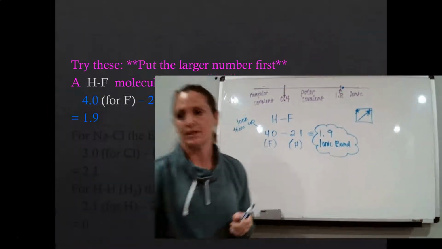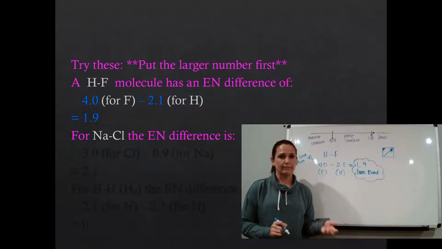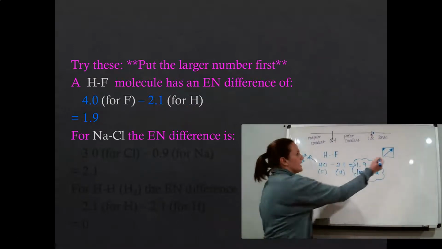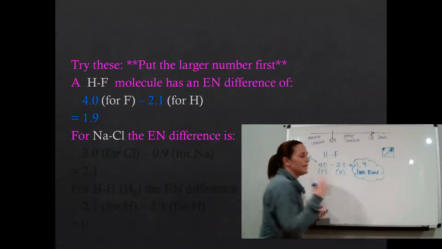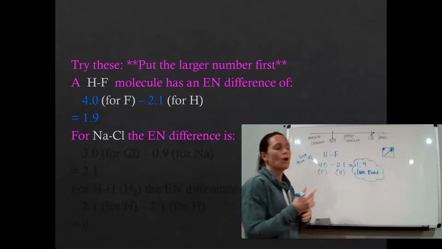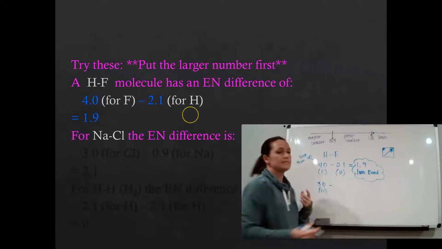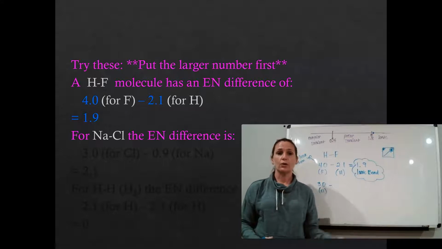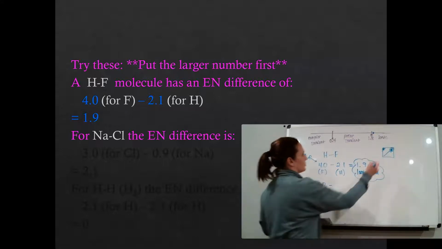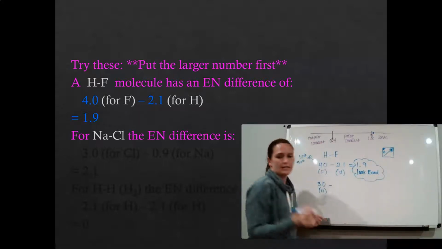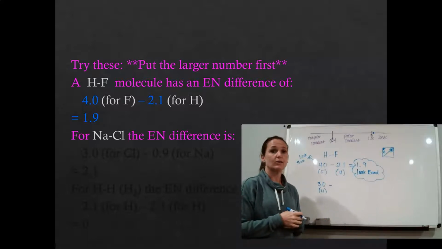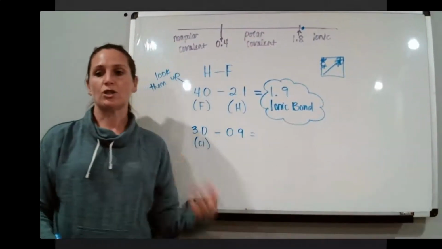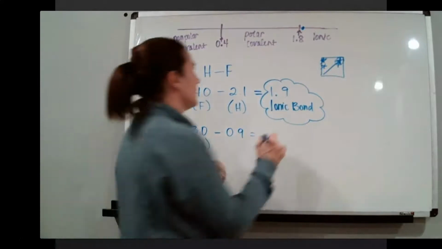So let's do the same thing, this time for sodium and chlorine. Chlorine is over here, so we're going to put its electronegativity value first, which is 3.0, minus the electronegativity value for sodium. Sodium is much further over here, and sodium's electronegativity value is 0.9. So when we subtract those two, we get 2.1.